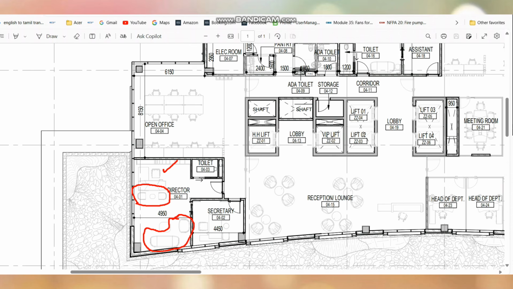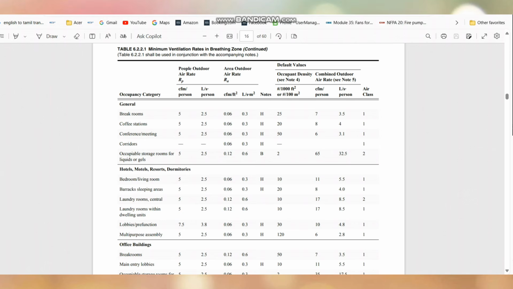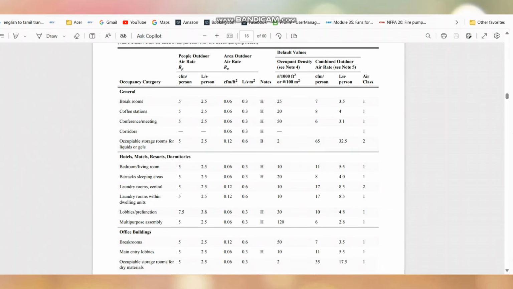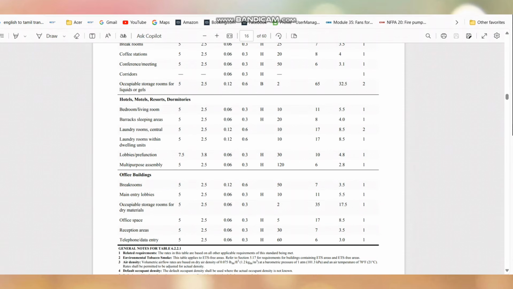Another method we have is to go to ASHRAE 62.1 and from there find the number of people. For example, this is it, ASHRAE 62.1, table 6.2.2.1. They have given the minimum ventilation rate, that means the fresh air requirement. Here you can see the value they have given for occupancy density per 100 square meters, how many people we have to consider for the calculation. Here you can see the office building also. If you go down, you can see the office spaces here. So for 100 square meters, we have to consider 5 people for the calculation.